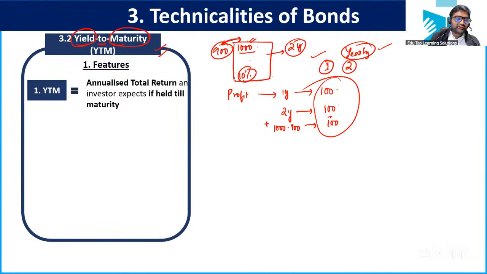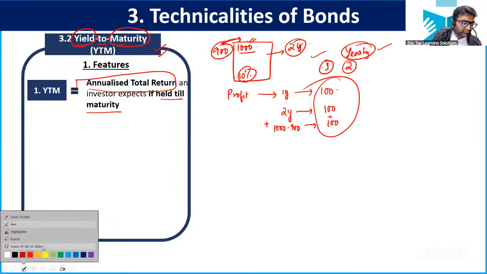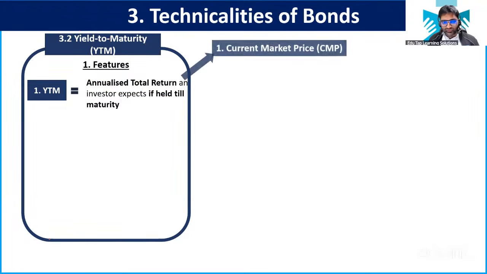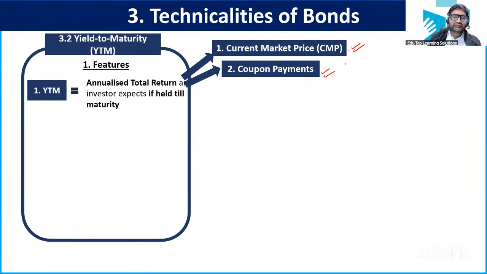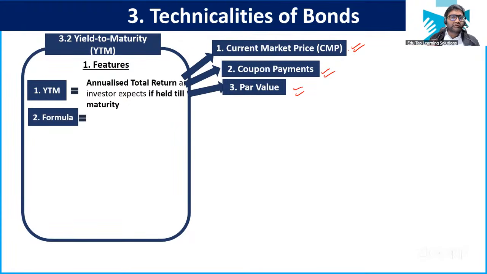So yield to maturity is actually annualized total return an investor expects if he holds that particular bond till maturity. Okay, so what are the different returns? The current market price is incorporated in the formula. We will see how. Also the coupon payments are incorporated in the formula, and the par value is also incorporated in that particular formula. Okay, in a very systematic manner. We will see how that happens. So what is the formula?